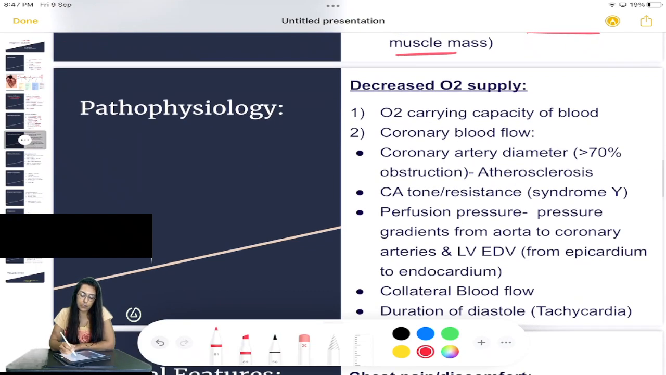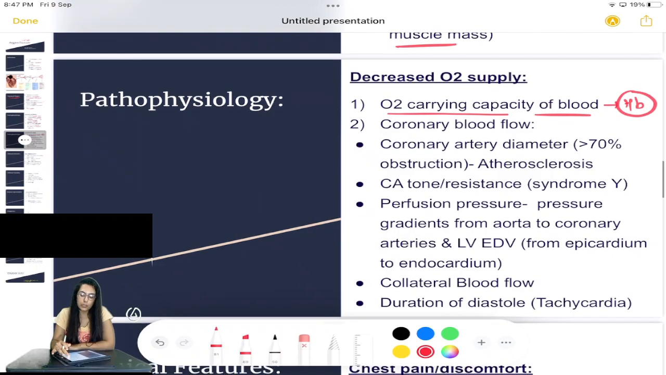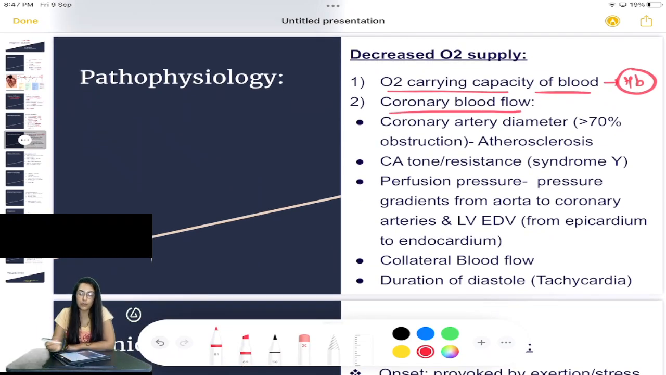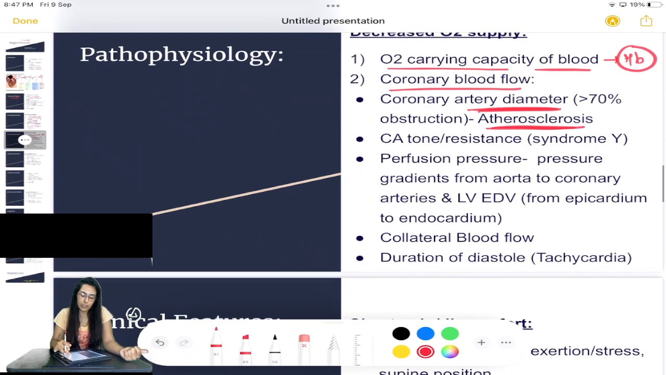Oxygen supply depends on two factors. First is the oxygen carrying capacity of blood, which depends on hemoglobin. In anemia there is decreased hemoglobin and decreased O2 carrying capacity. Anemia also leads to tachycardia and hyperdynamic circulation, so it also increases O2 demand, which is why severe anemia can present as anemic heart failure. Second is coronary blood flow, which depends on coronary artery diameter. If it is more than 70% obstructed or stenosed, as seen in atherosclerosis, it can lead to angina.